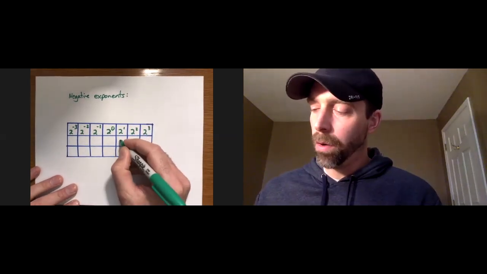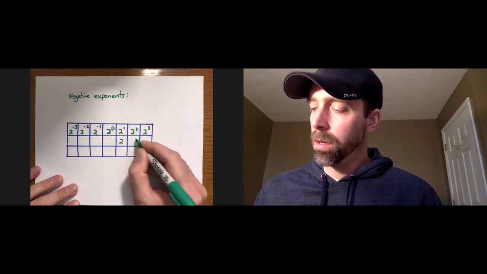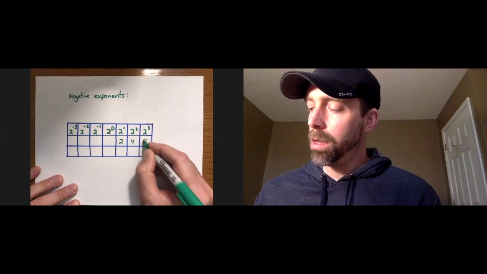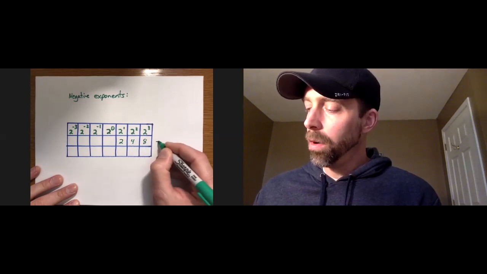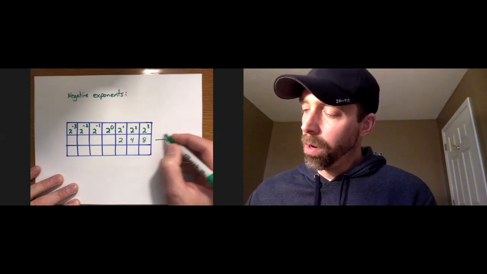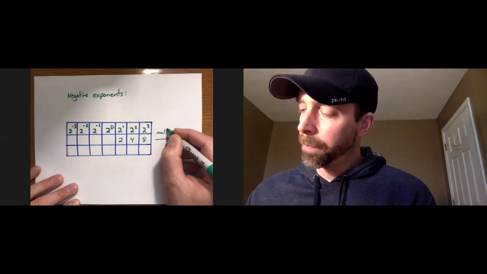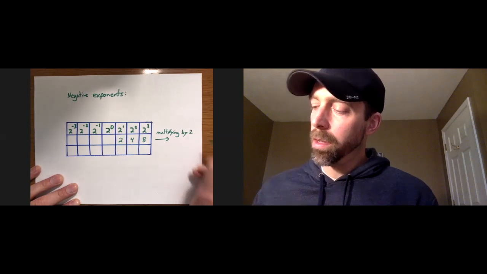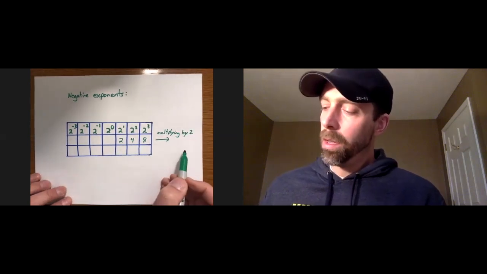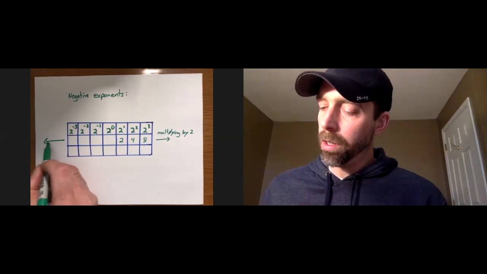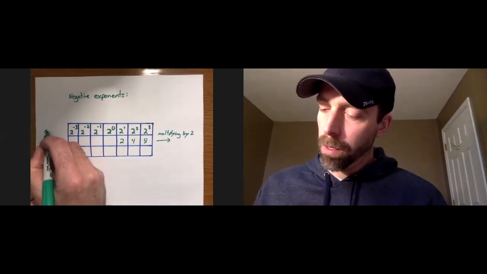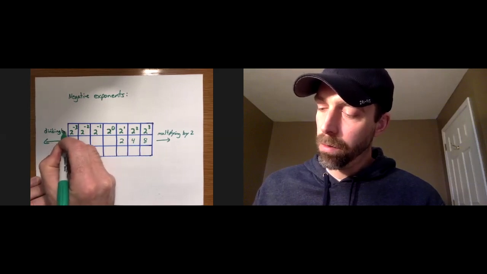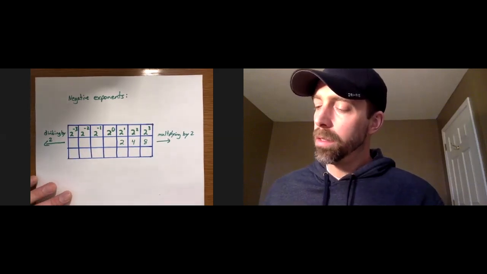So like 2 to the first power we know is 2. 2 to the second power is 4. 2 to the third power is 8, and so on. So when we go this direction, we are multiplying by 2, okay? And we talked about this before. So when we go the other direction in our table, we're going to be dividing by 2. So maybe you can see what's going to happen here.